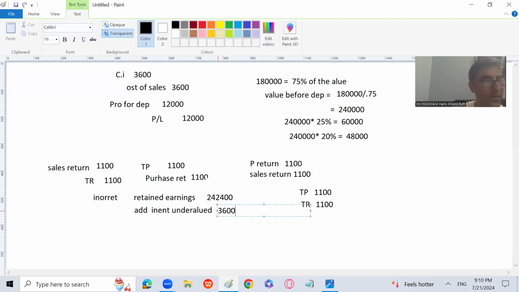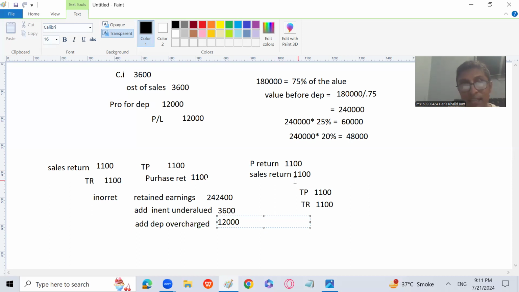It's simple, right? Then provision for depreciation and profit and loss account. Again, the depreciation has been overcharged. So I will add the depreciation overcharge, because I have written depreciation more than its actual amount. We should have recorded depreciation of 48,000, but we have charged depreciation of 60,000. So we have subtracted 12,000 more from profit. According to the entry, the profit and loss account is credited, so it will increase profit. The depreciation overcharged is 12,000.